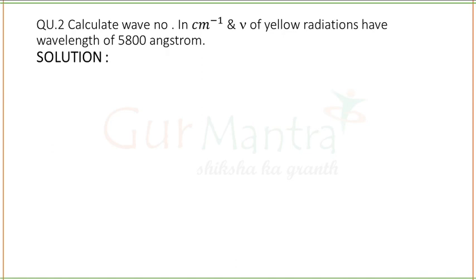Number 2 question is, calculate the wave number in centimeter inverse and the frequency of yellow radiations that have a wavelength of 5800 angstrom. In this question you have to solve two parts. Number one is wave number and number two is frequency. But you have to be careful while solving the wave number, as we have to calculate it in centimeter inverse. Here I am also giving you some time. Please solve it by yourself quickly.